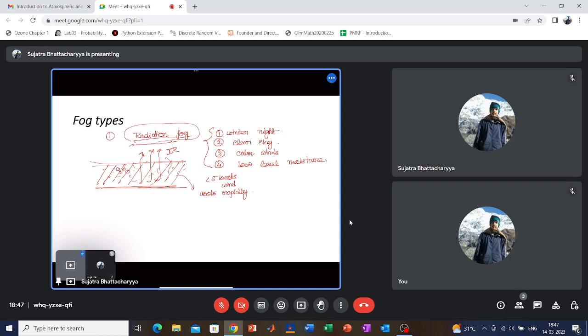The second type is known as the advection fog. Now what happens in this advection fog: the term advection means horizontal movement of winds. This is horizontal movement. We have seen convection, which is the vertical movement, and this is the horizontal movement of some moisture or something like that. Now suppose there is a cooler region present over here. This is the cooler region.